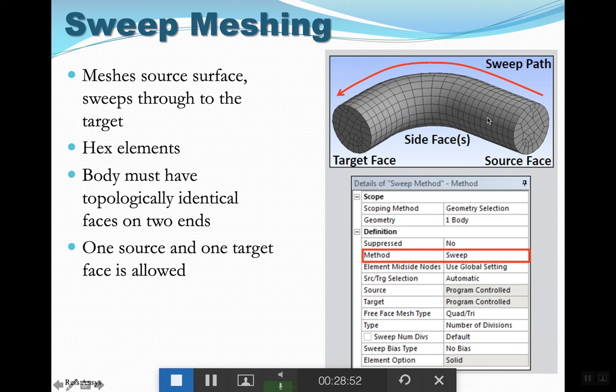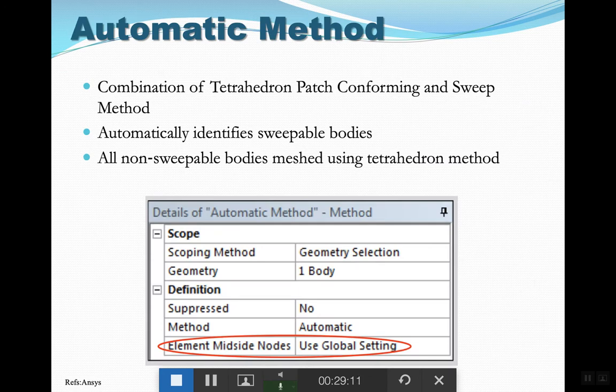So basically, when you're using sweep, you mesh one face, then go to the sweep options, and you determine the source face, the target face, and also the distances between the copy-paste surfaces. It will create the mesh throughout the geometry for you. The last method is the automatic method.